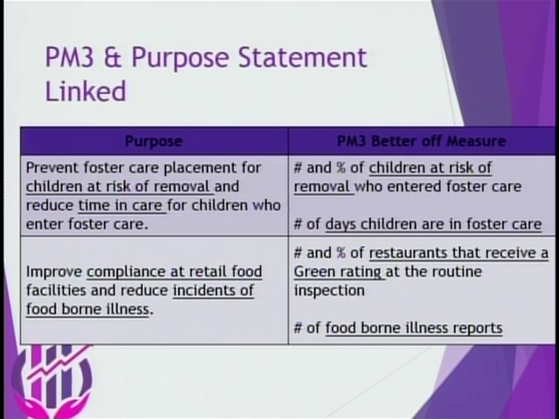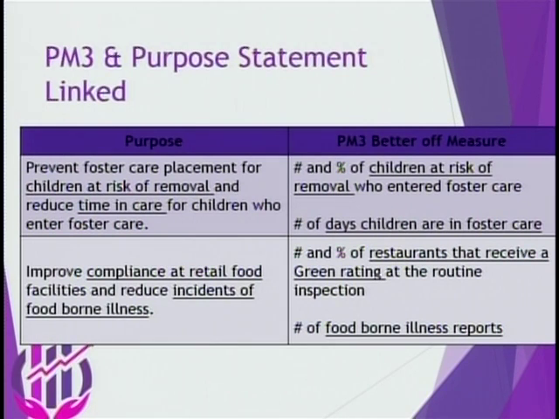The second program is a food placard program. Their purpose statement is to improve compliance at retail food facilities and reduce incidences of foodborne illness. So there's 2 outcomes in this purpose statement again. One is compliance at retail food facilities, and the second is incidence of foodborne illness. So those are the 2 outcomes you're going to want to measure on the right.